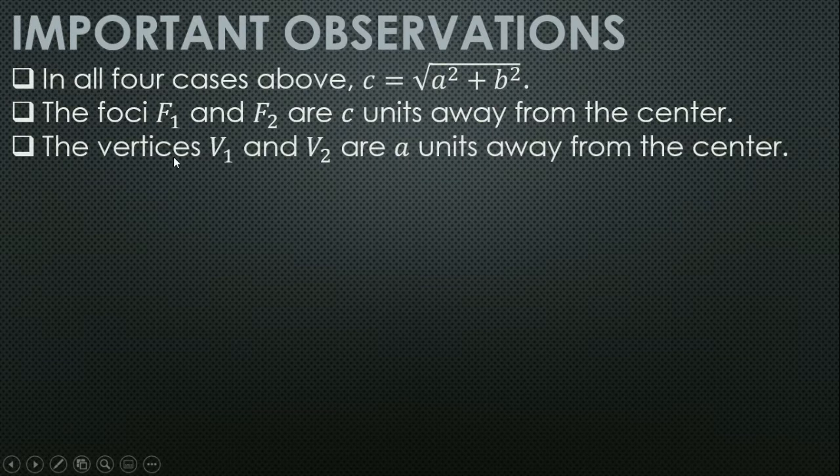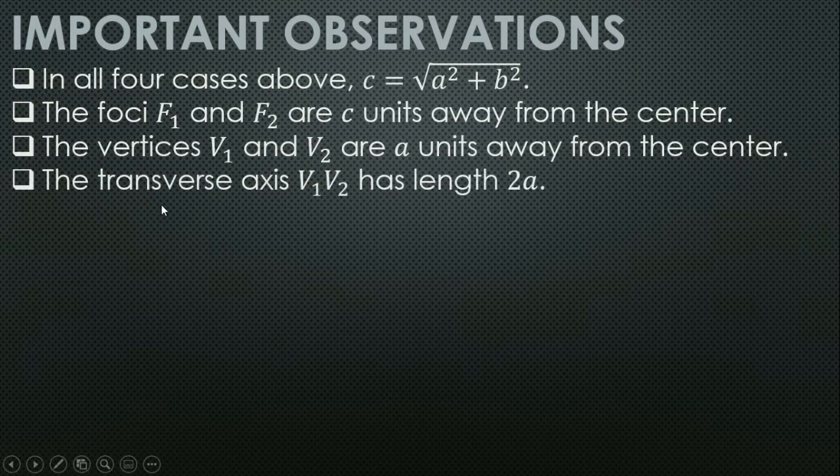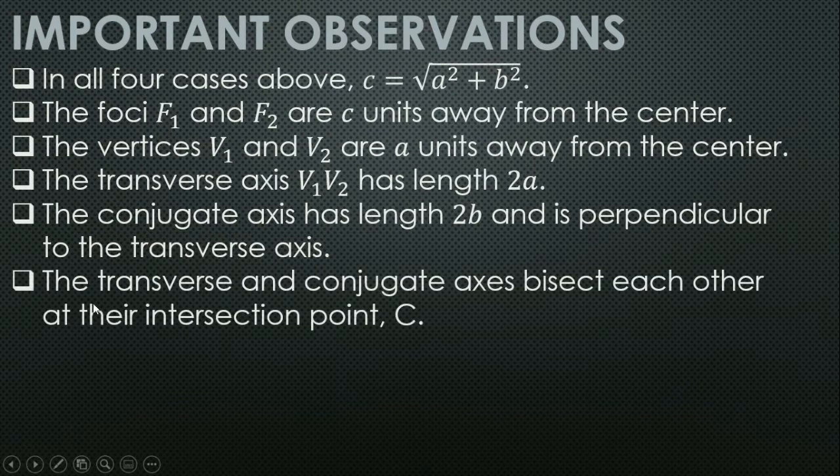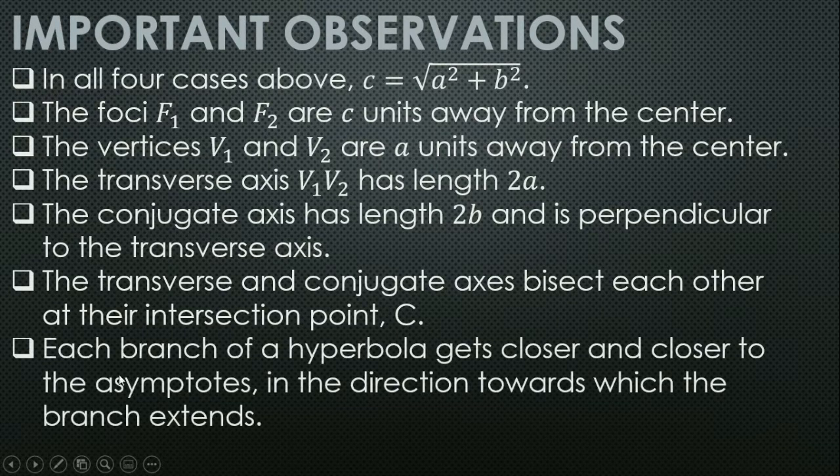The vertices v sub 1 and v sub 2 are a units away from the center. Laging positive din si a. The transverse axis v sub 1 and v sub 2 has length 2a. The conjugate axis has length 2b and is perpendicular to the transverse axis. Perpendicular, it forms a 90-degree angle. The transverse and conjugate axes bisect each other at their intersection point, which is the center.